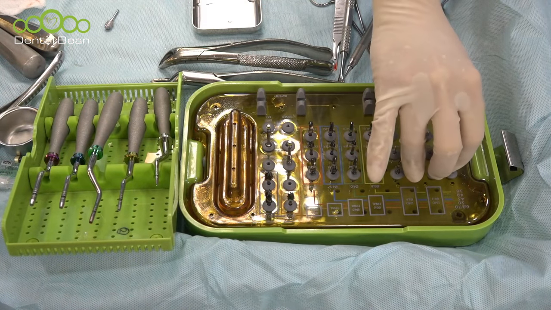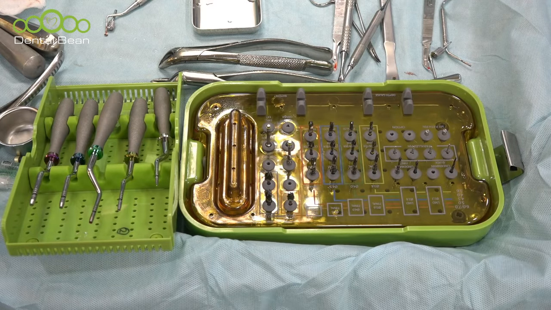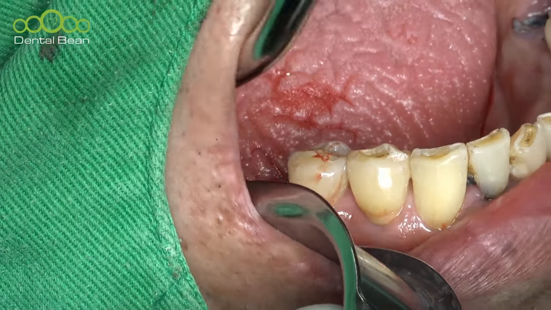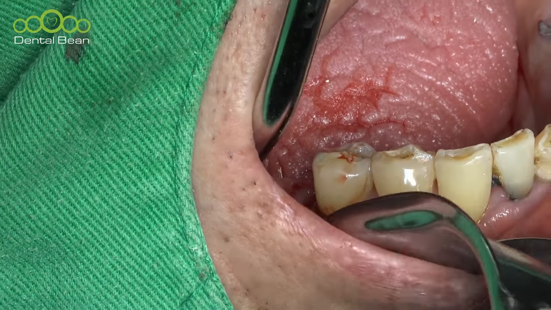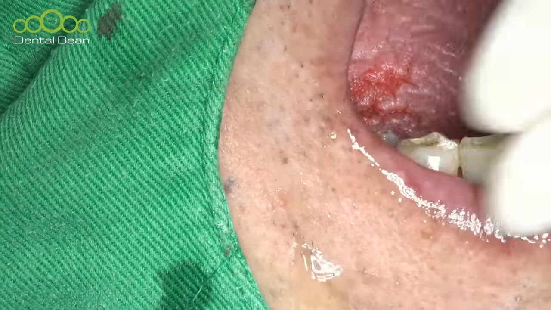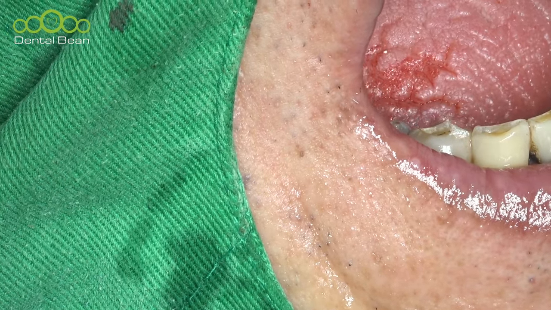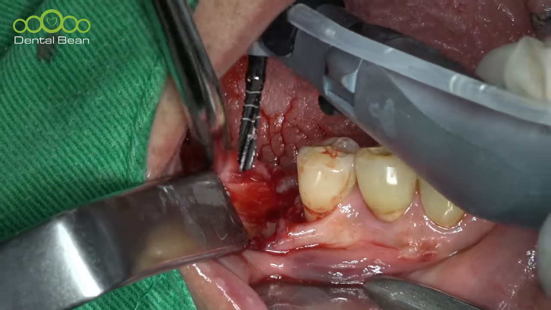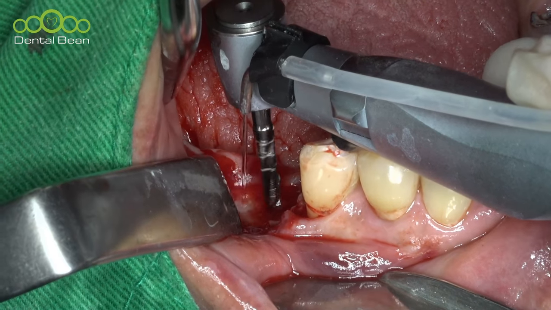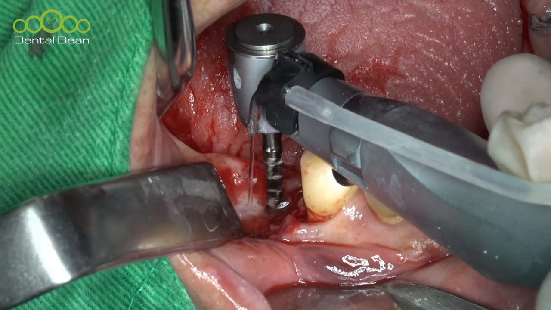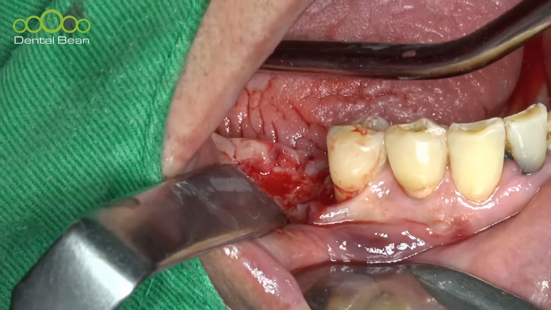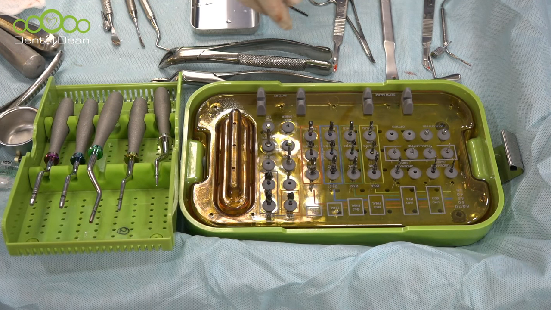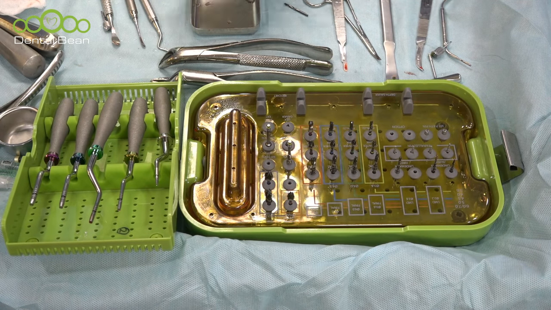Of course, I want to check the angulation. You got 2.2. You go. Okay. Open. This angulation. For a proper angulation, I want to use the extension drill. Drill extension.